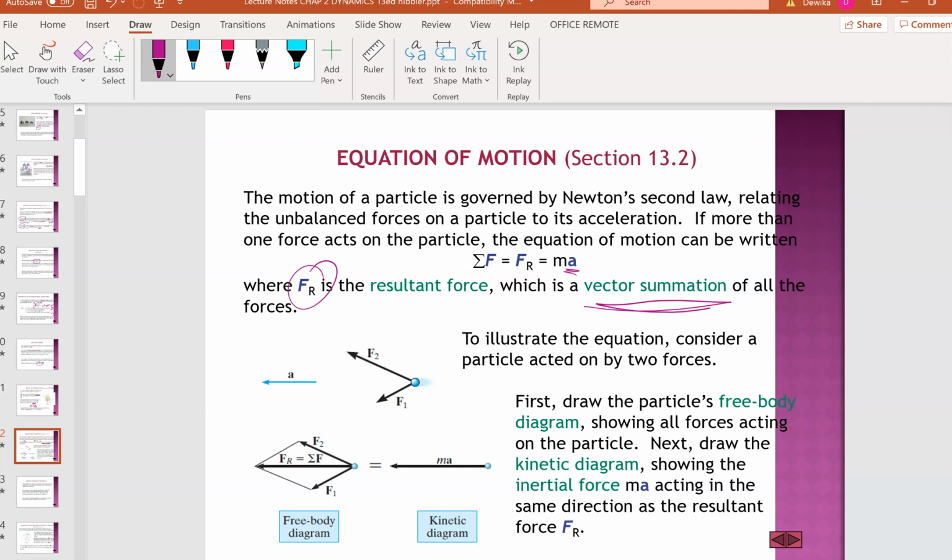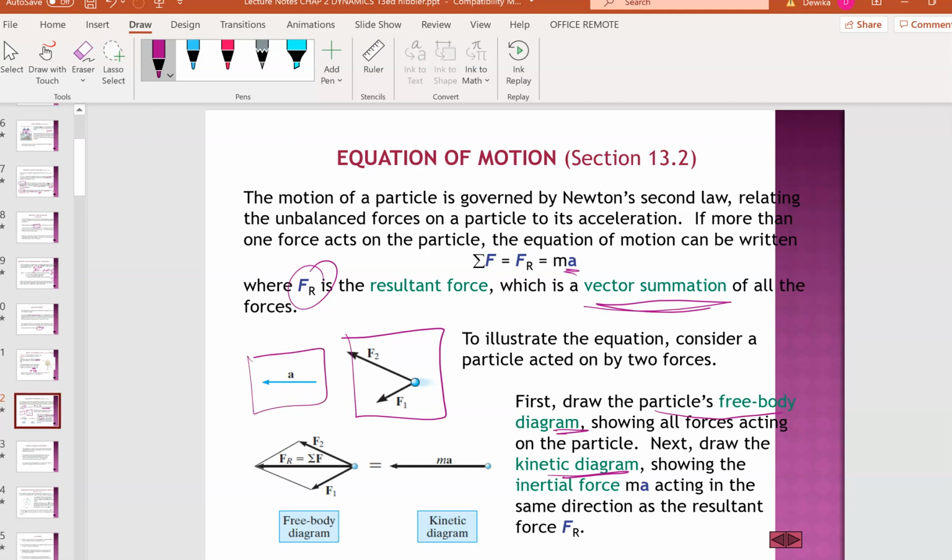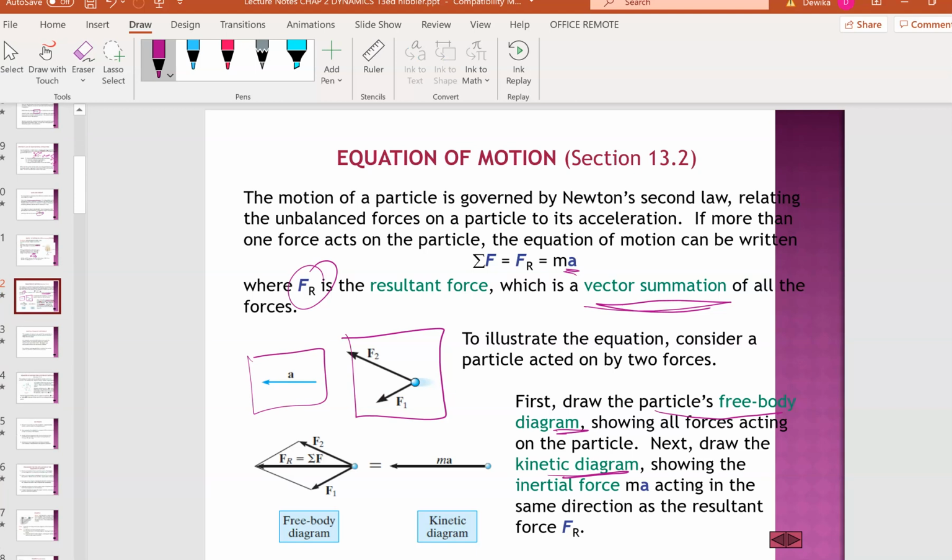So the first step is actually to draw the free body diagram, to show all the forces acting, and then you need to draw the kinetic diagram. So in this question you need to draw two diagrams. One is the diagram to show all the forces acting on the body, and the next one is the kinetic diagram. I will go through an example. I will repeat the two diagrams that you need to draw. They are very important, because otherwise you will not get full marks in the exam.